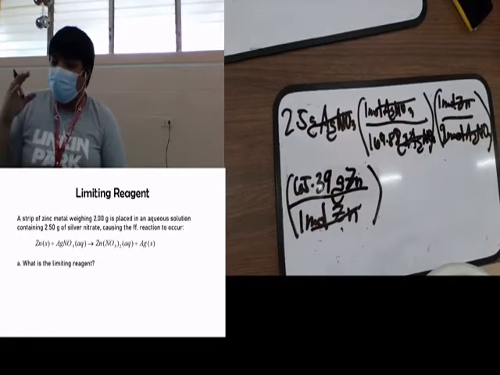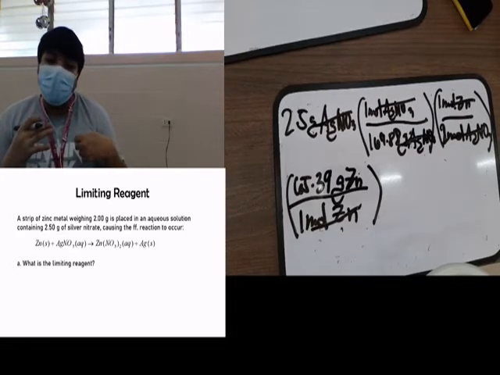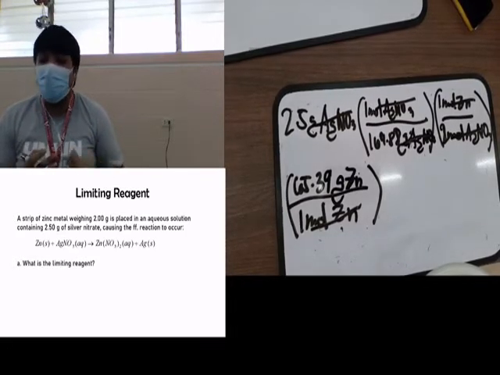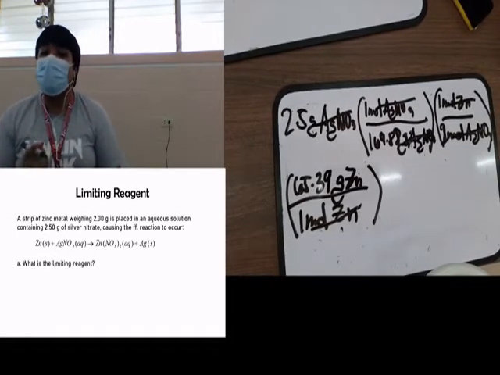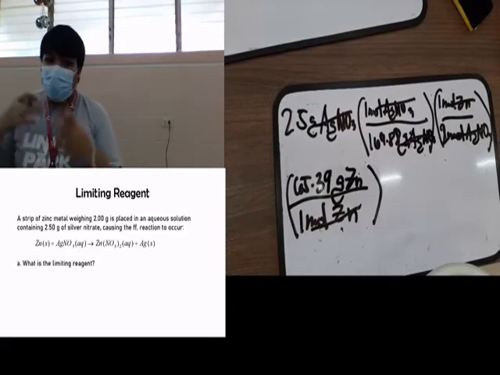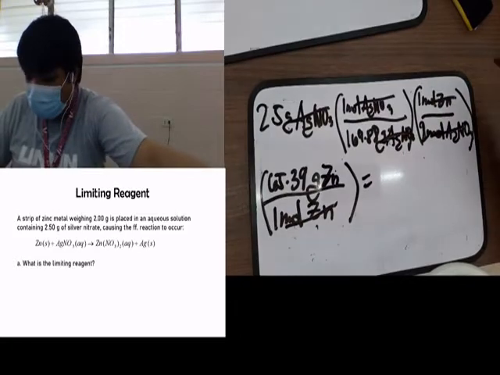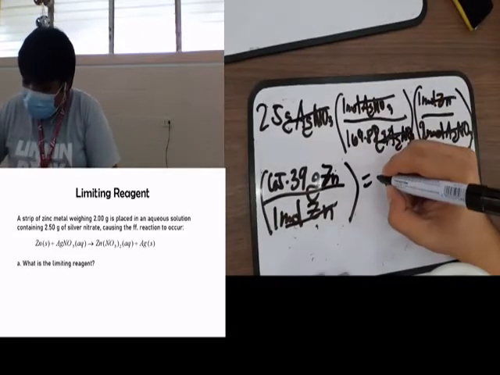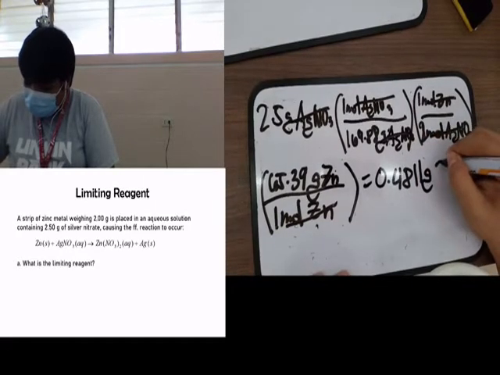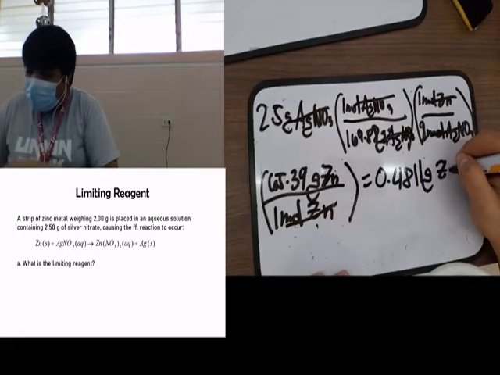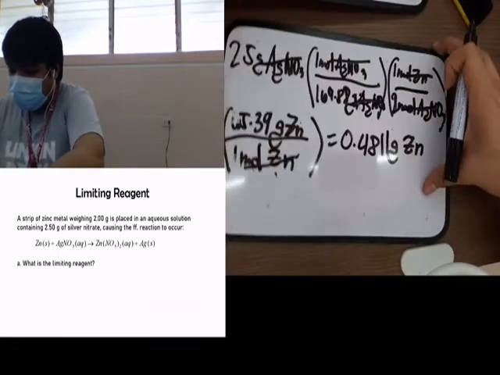If the unit of the amount or value that we're trying to solve here gets cancelled out, that means your conversion or your stoichiometric calculations is wrong. And you have to repeat it, okay? So here, 2.5 grams, that is equal to 0.4811 grams zinc.